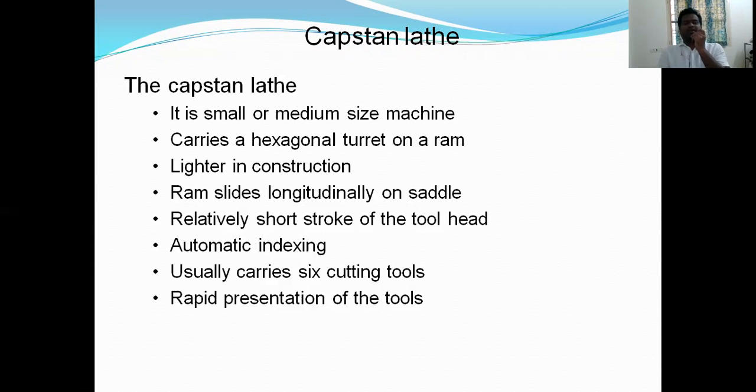It usually carries six tools. Rapid indexing is done, because here we are dealing with automatic indexing.